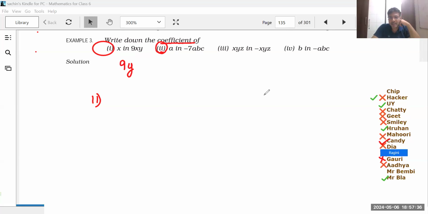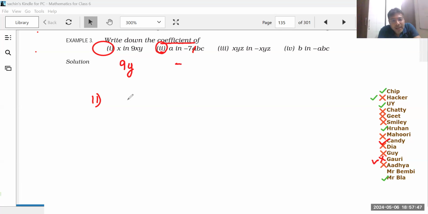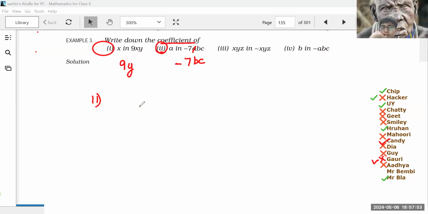So Candy's answer is correct. So everyone else got it wrong. So Hitansh. Sir, one minute, I'll send my answer. बेटा a को छोड़ दो, क्या बचा? -7BC, ये आंसर हो गया, sir. I understood my mistake. I did not write minus. Sir, I didn't even see the minus sign.